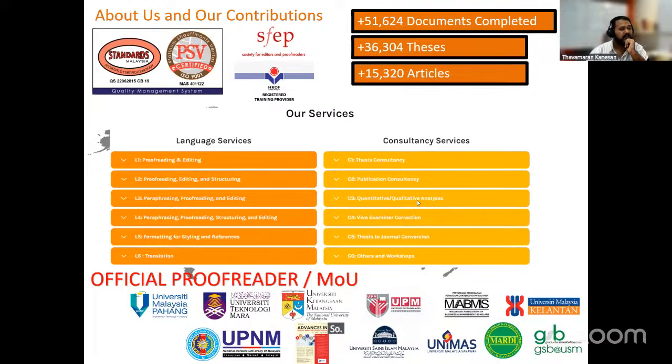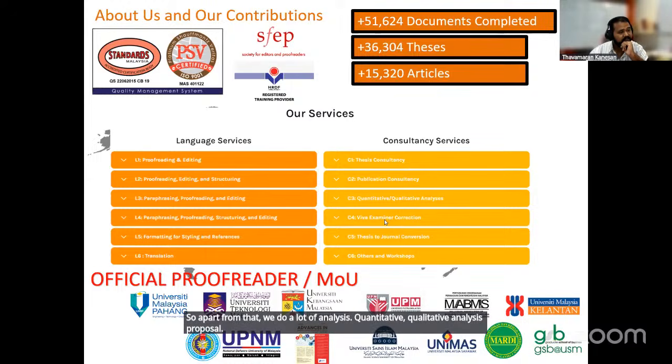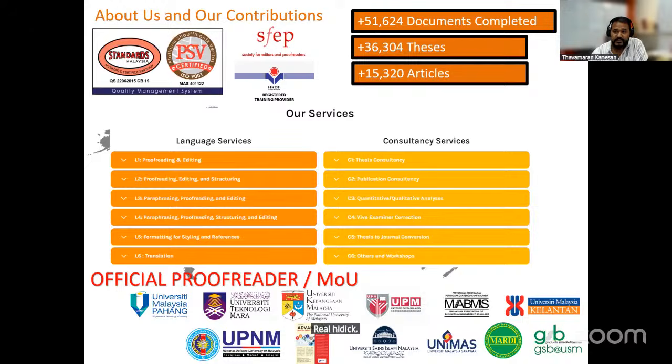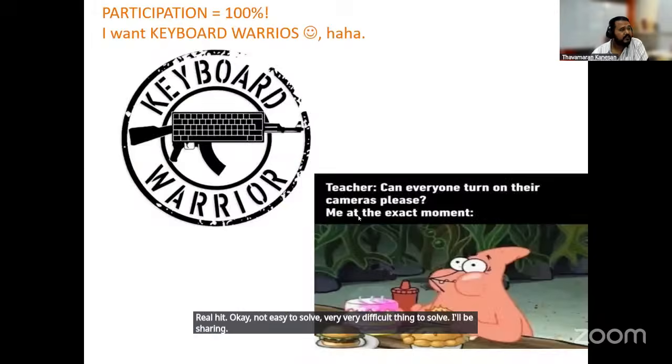Apart from that, we do a lot of analysis, quantitative and qualitative analysis, proposal defense, Viva examiner correction in a coaching manner, thesis to journal conversion. Then we focus a lot on language proofreading, but recently a lot on Turnitin AI reduction, because that is a real headache. Not easy to solve, a very, very difficult thing to solve. I'll be sharing about that today as well.